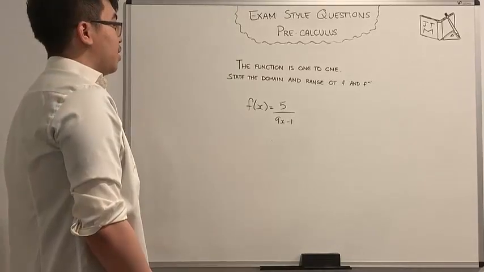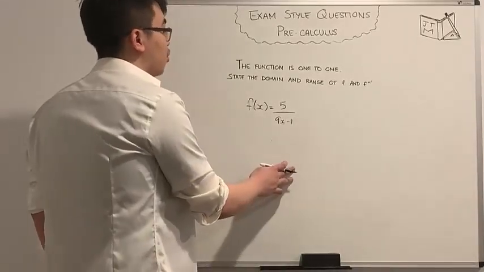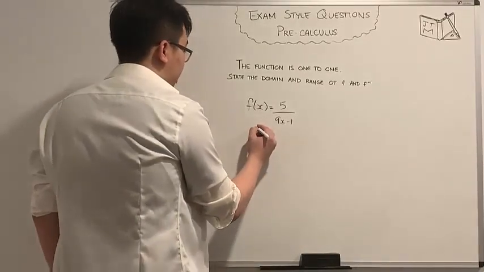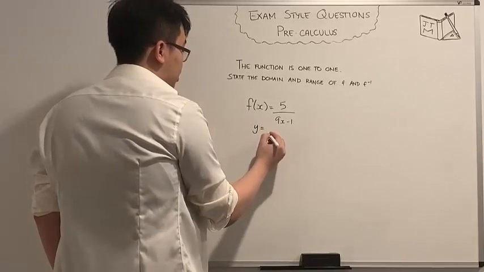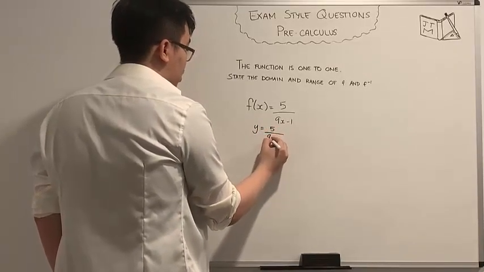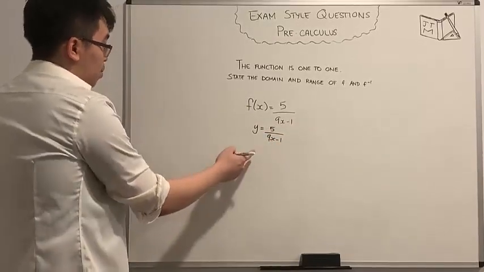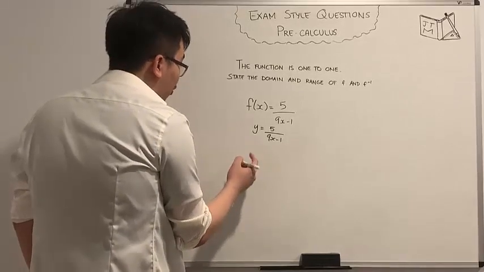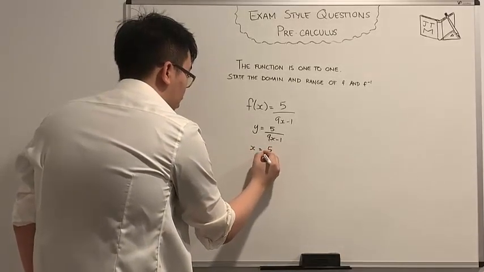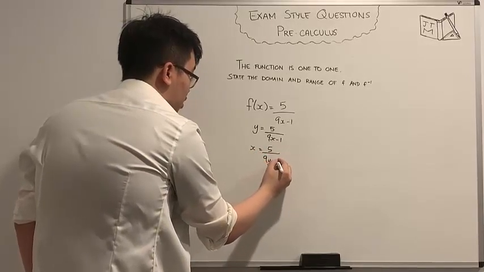Let's start by finding the inverse function here. We've got f of x equals 5 over 9x minus 1. First thing I'm going to do, change the f of x into y so that it's easier to form the following equations. Then we're going to swap the y and x variables, so every y becomes an x, and every x becomes a y, so 9y minus 1.